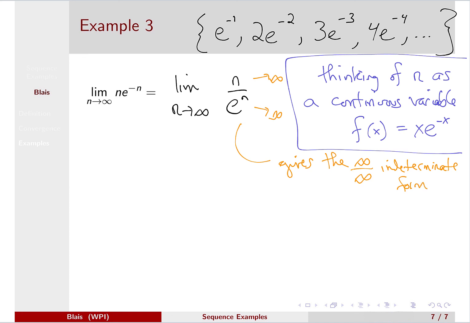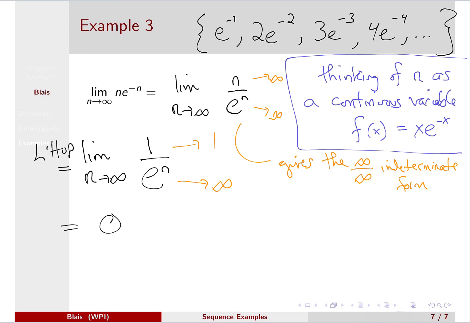And thus, we can use L'Hopital's rule to say the limit of the quotient is the limit of the quotient of the derivatives of top and bottom. And again, we're thinking of this as now thinking of n as playing the role of x. The derivative of n with respect to n is 1, and the derivative of e to the n with respect to n is e to the n. And we now see the top is going to 1 and the bottom is going to infinity, and so we get an answer of 0.